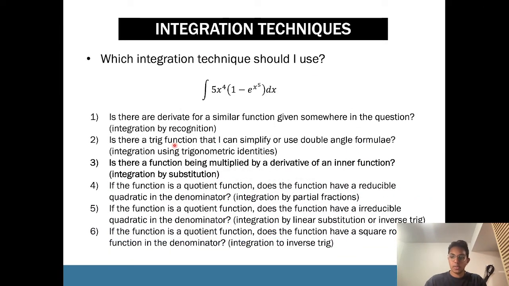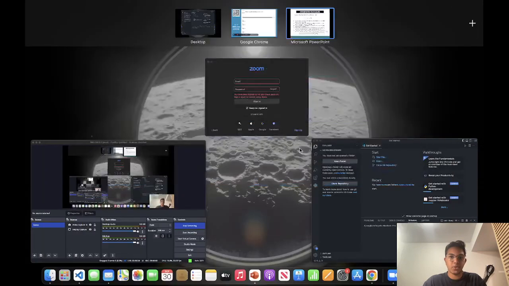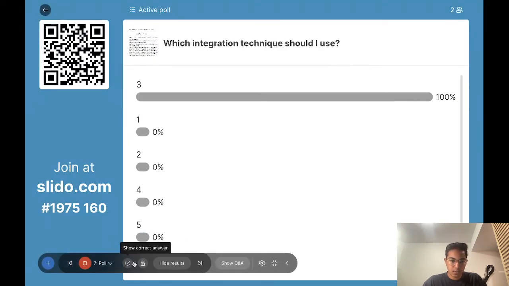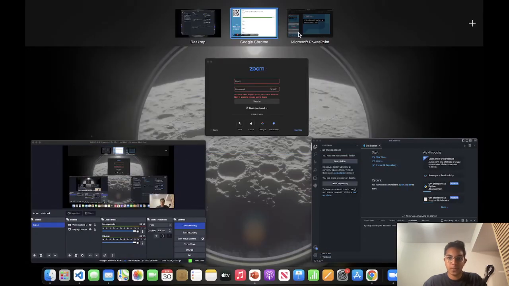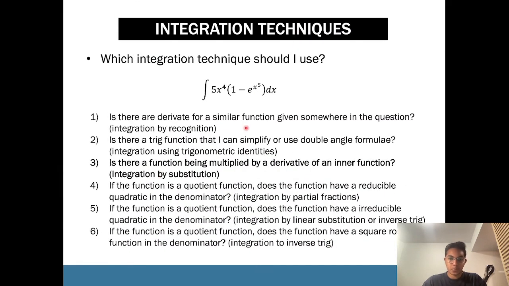So for this one here, it was your third option. We want to be using integration by substitution. So, show correct answer. Cool. So well done to everyone who got that. The reason we're doing integration by substitution is because this here is going to be the derivative of an inner function. So we can take the derivative of this, which is going to give us this. And so then we can reshuffle and solve.